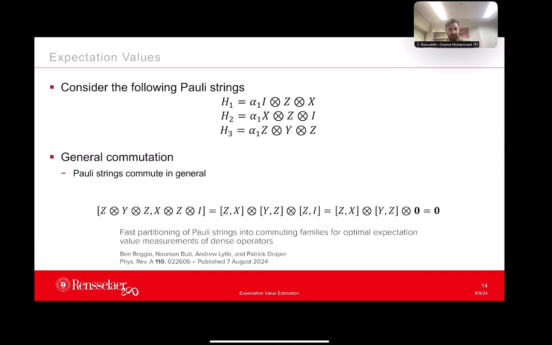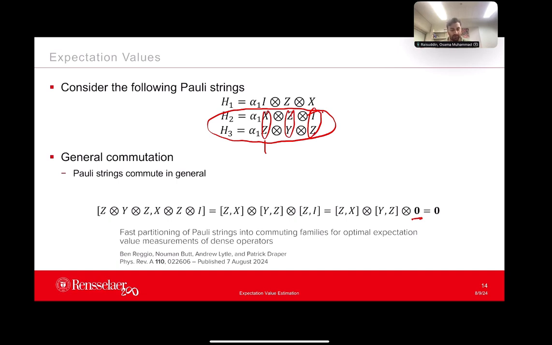Now we can consider commutation in general, which is not qubit-wise. As you can see, Pauli strings H2 and H3 do not commute qubit-wise. Like all the particular Paulis are not commuting with each other. However, as you can see over here, the last Pauli matrices do commute with each other. And you can use that to show that this indeed is a commuting set of operators.